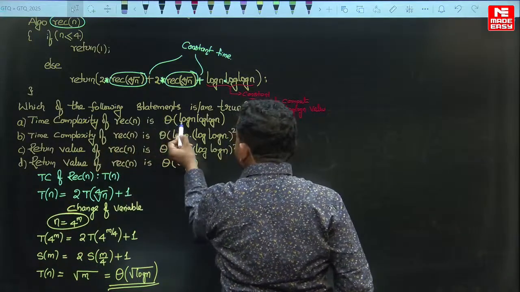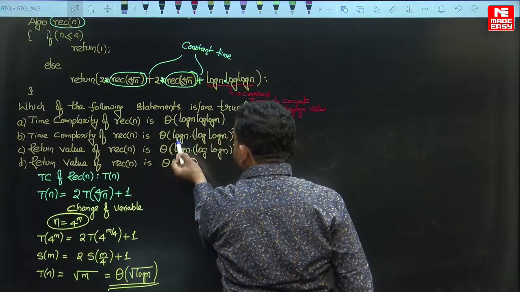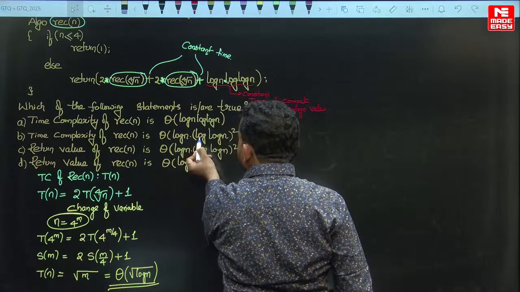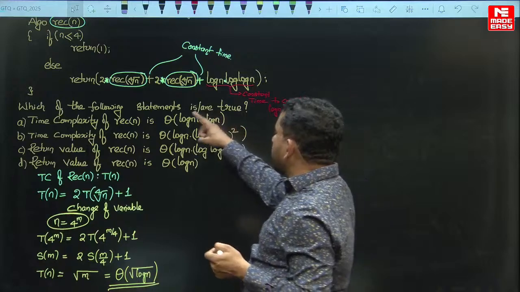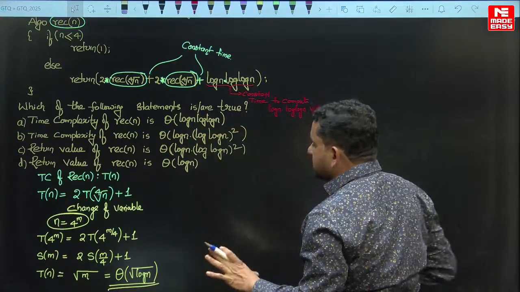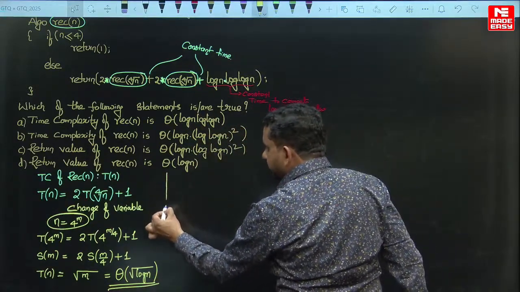So the time complexity log n multiplied with log n is also false. Log n multiplied with log n whole square is also not true. Both are wrong options, as the time complexity does not match.